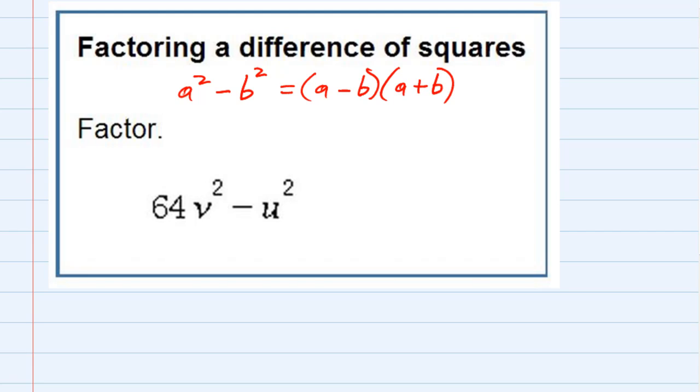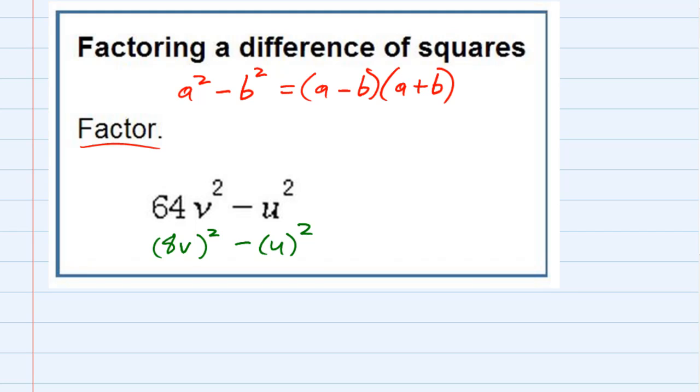So looking at this that we're asked to factor, let's see, is it something squared minus something else squared? So the first term, can I write it as one thing being squared? The 64v squared, I can rewrite that as an 8v quantity squared. That would give me the 64v squared. And the u squared I can just write as a u squared.